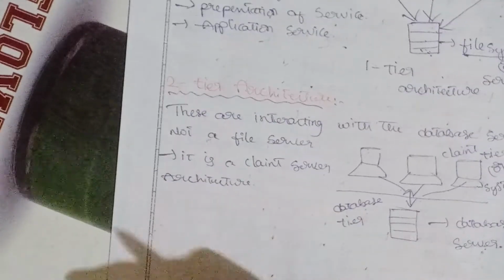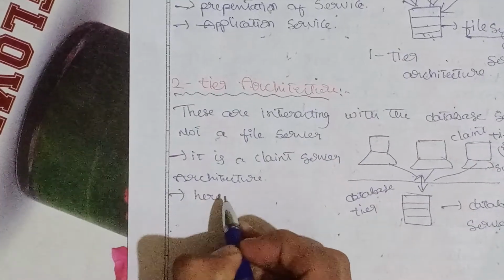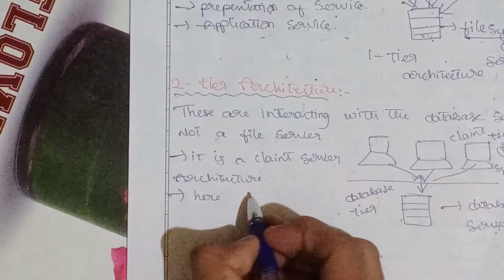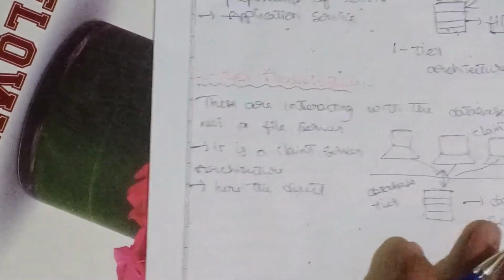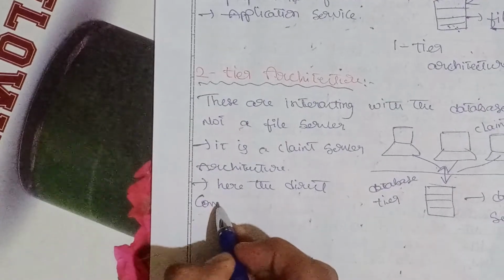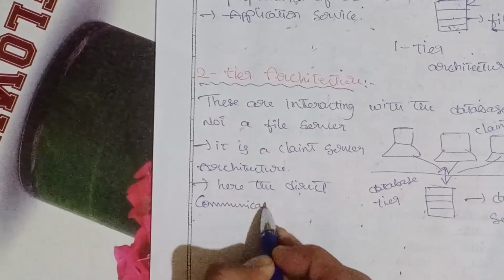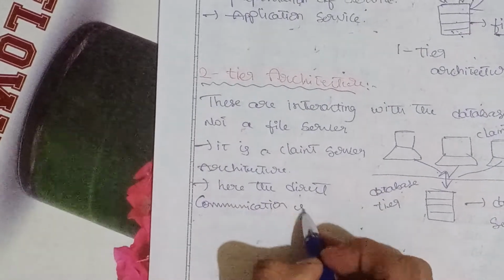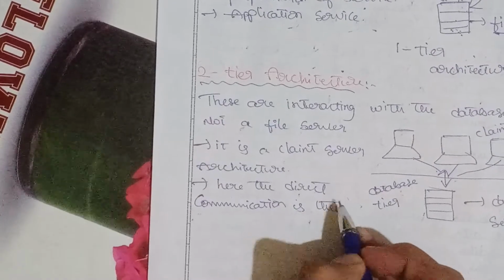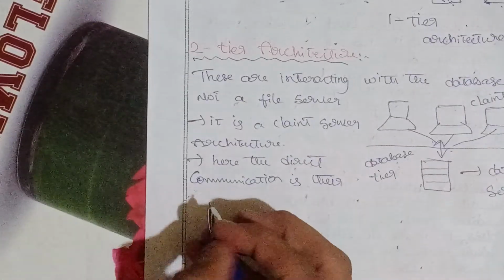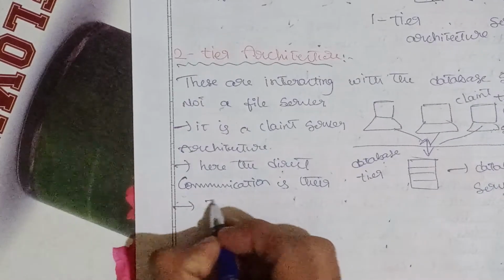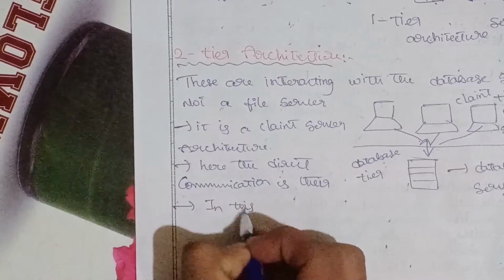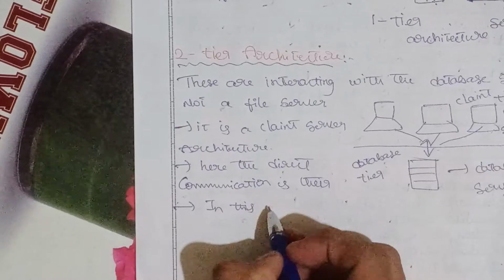Another, here direct communication is there. In two tier architecture the direct communication is there, and it also runs faster. In this it runs faster.